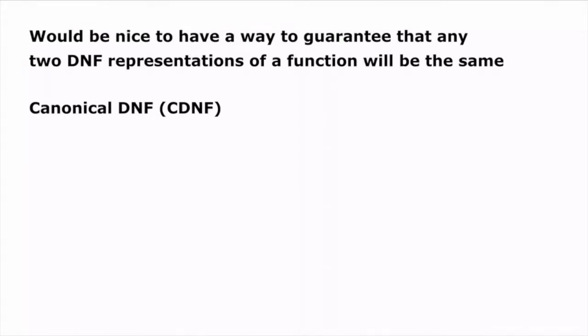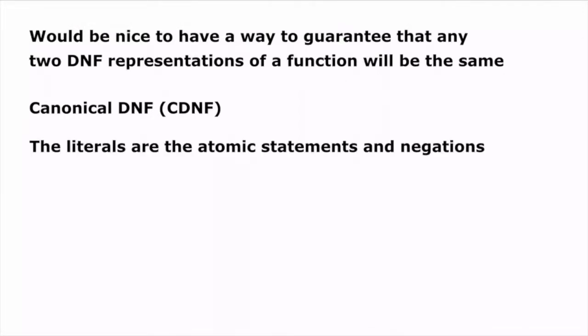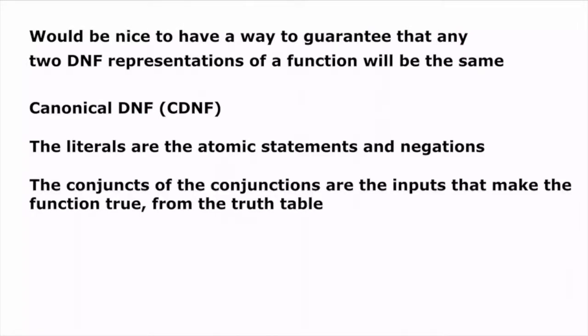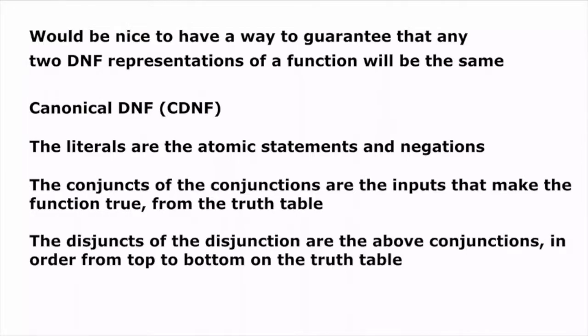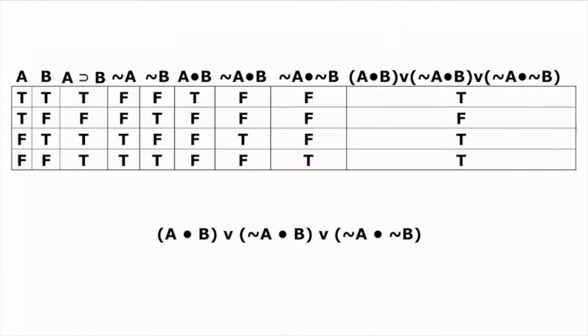So a definition of, or a way to get at, canonical disjunctive normal form would be this. Again, literals are the atomic statements and the negations of the atomic statements. So far, so good. The conjuncts of the conjunctions are the inputs that make the function true, and you get these right from the truth table, the way we've been doing it. The disjuncts of the disjunction are these conjuncts in order from top to bottom on the truth table. Okay.